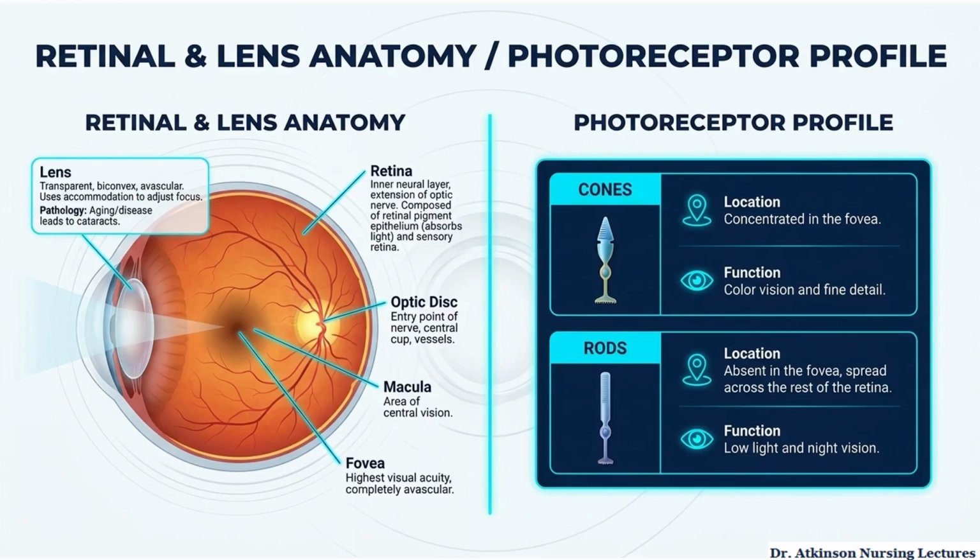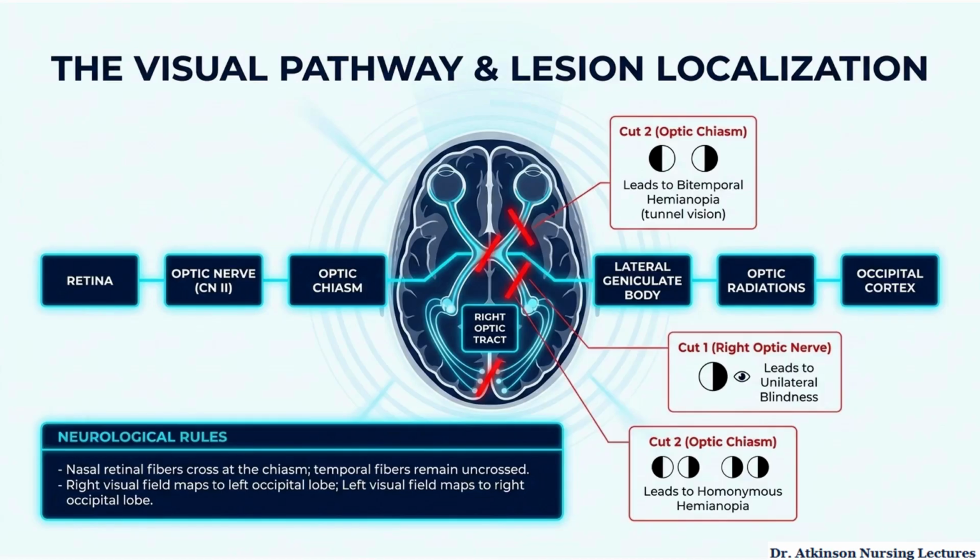Rods are absent in the fovea and are distributed throughout the remainder of the retina, functioning primarily in low light and night vision. Visual information travels from the retina through the optic nerve, optic chiasm, optic tract, lateral geniculate body, optic radiations, and finally to the occipital cortex. Cranial nerve 2 transmits visual impulses from the retina to the brain.